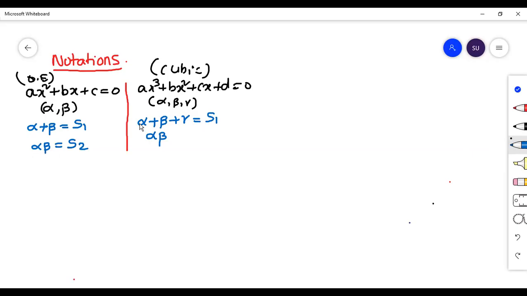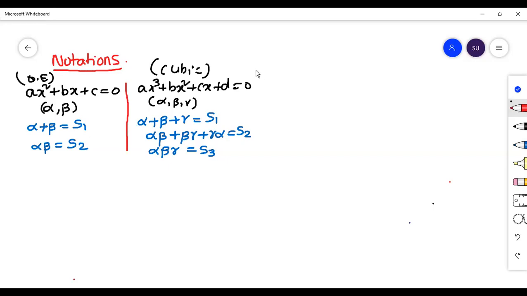Here we have three roots. So S1 indicates the sum of the single roots. S2 indicates taking pairs of roots, multiplying them, and then adding them. That is alpha beta plus alpha gamma plus beta gamma, or for convenience, alpha beta, beta gamma, gamma alpha. Let us consider it as S2. And finally, the product of the three roots, alpha beta gamma, we consider as S3.